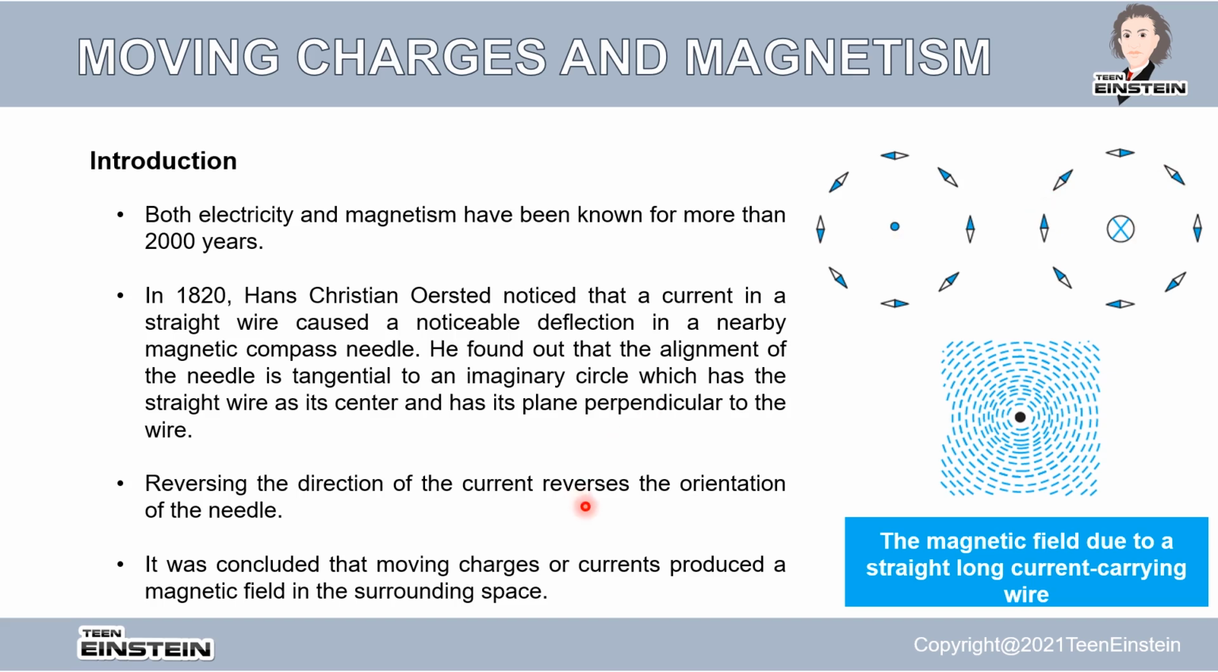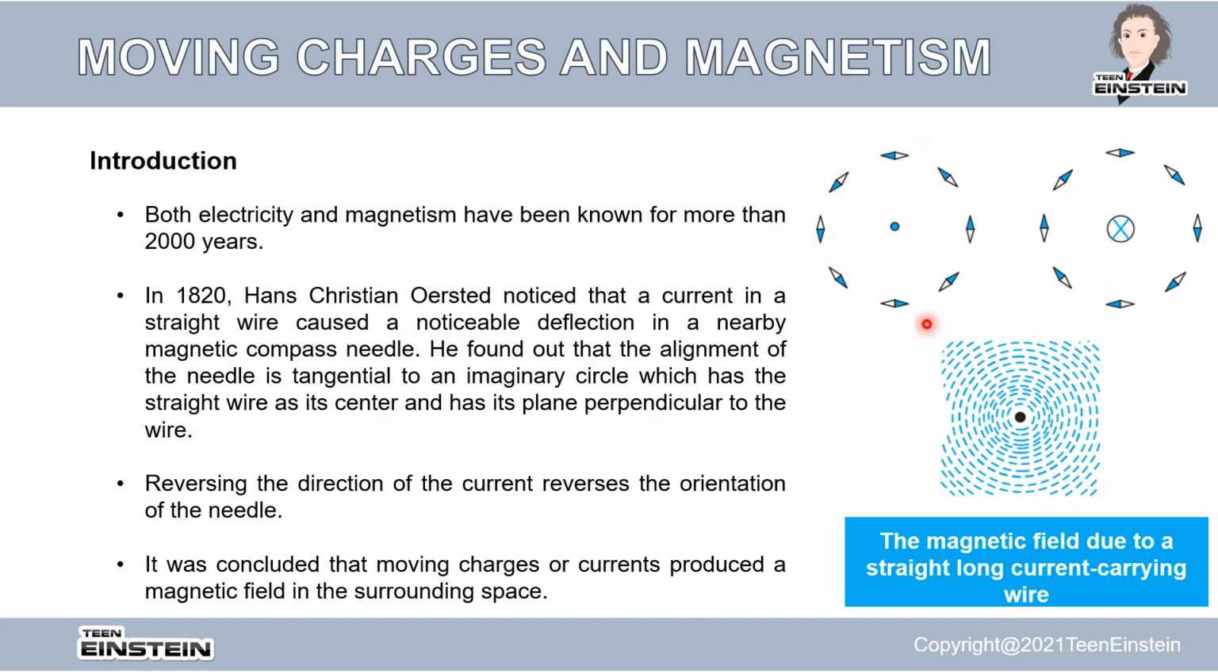This is also something he noticed, and from this it was concluded that moving charges or currents produce a magnetic field in the surrounding space, because otherwise there would be no deflection in the magnetic compass needles. So it is concluded that the current is what produces the magnetic field which affects the compass needles.